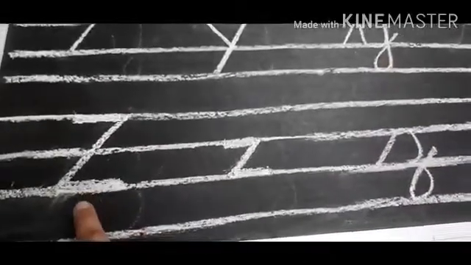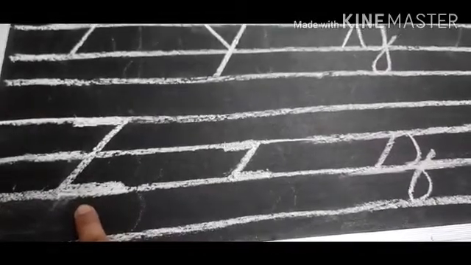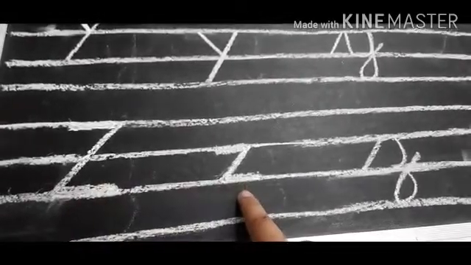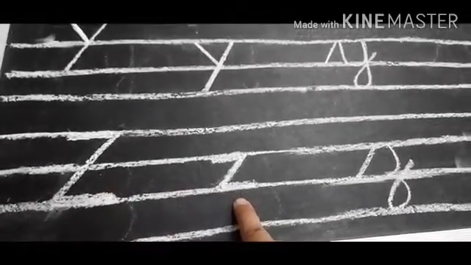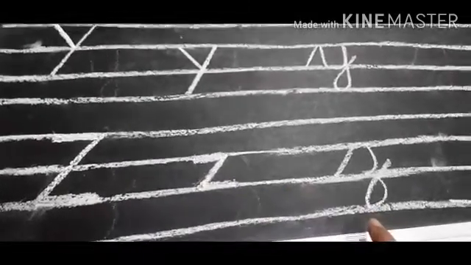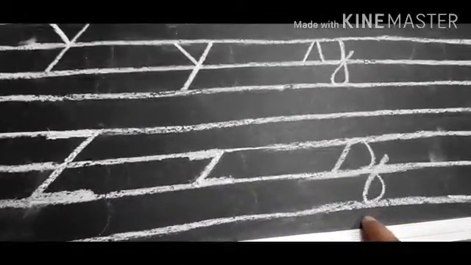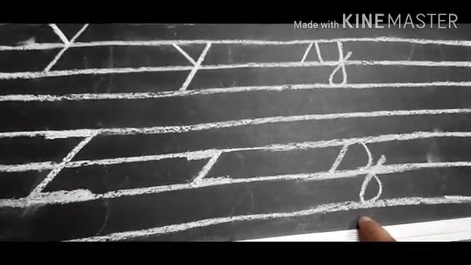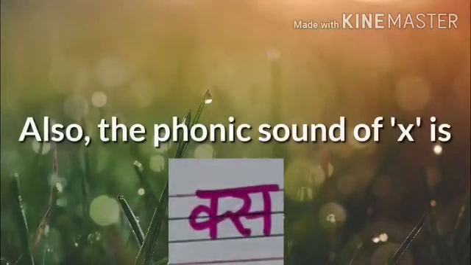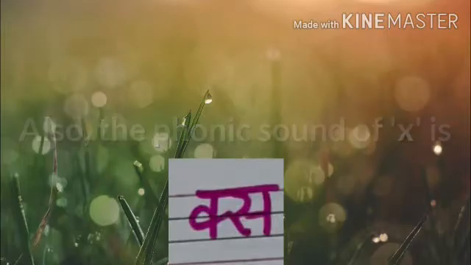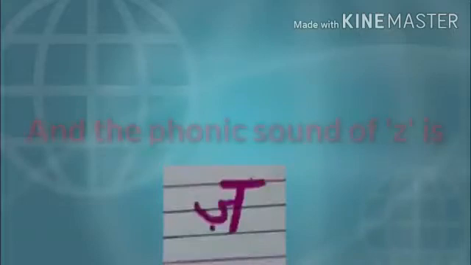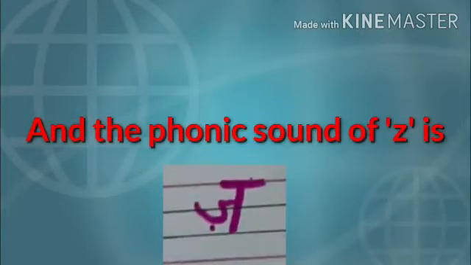Next, what is this? This is capital print letter Z. Repeat, capital print letter Z. Next, what is this? This is small print letter Z. Repeat, small print letter Z. Last, what is this? This is cursive small letter Z. Repeat, cursive small letter Z. Also, the phonic sound of X is X. The phonic sound of Y is Ya. And the phonic sound of Z is Z.